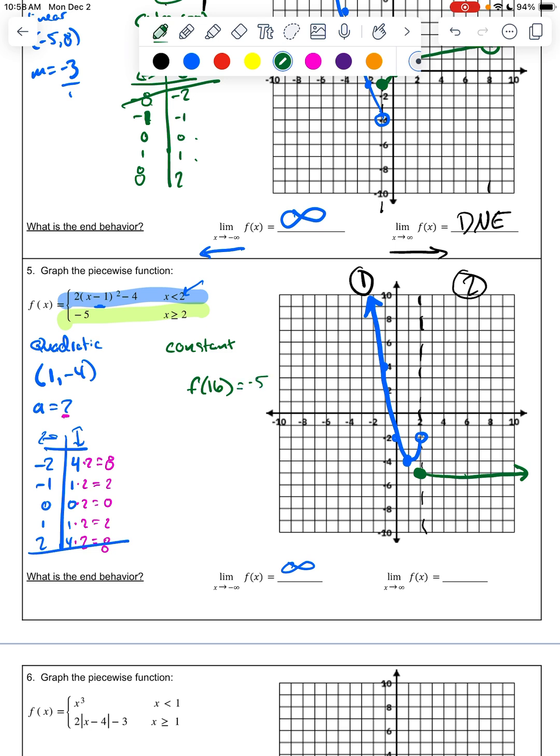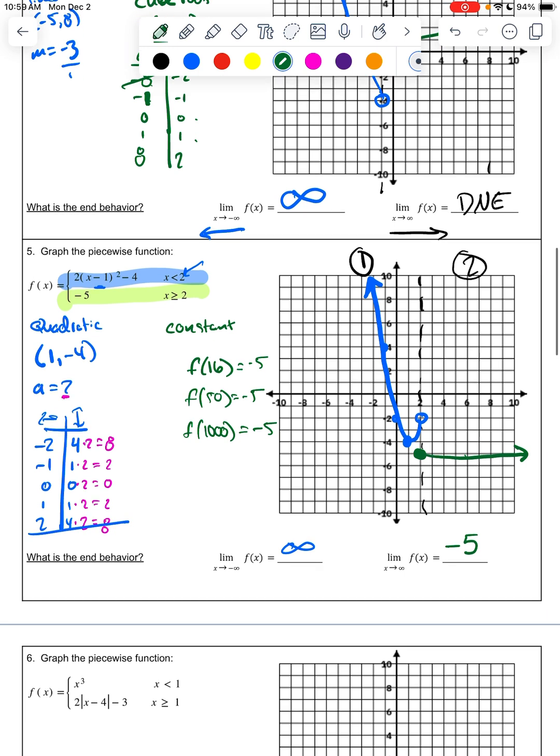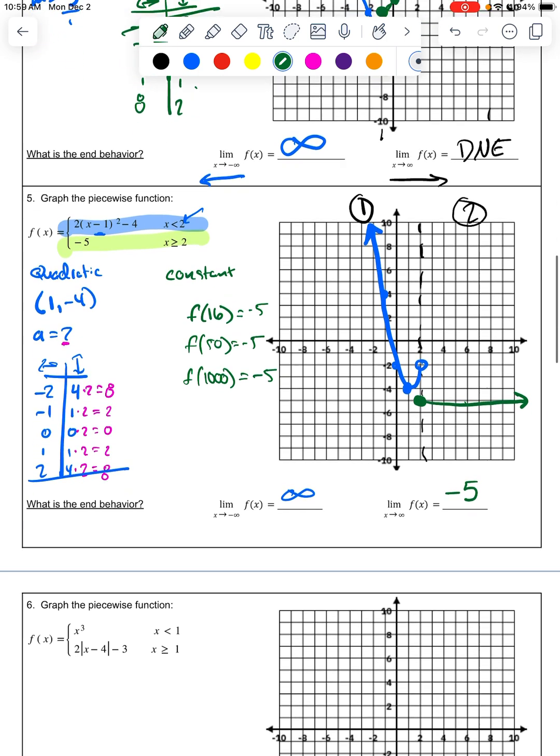That is -5. If I said, what's the f of 50? Well, we know that's still going to be the same. It's -5. What about f of 1,000? Well, that arrow is still pointing to the right. It's going to be flat, -5. It doesn't matter what x value we put in there, as long as it's bigger than 2. The height is going to be -5. So this is one of the rare examples we've seen to this point where the limit does exist, but it's not infinity or -infinity. It's just -5 for every x value bigger than 2.